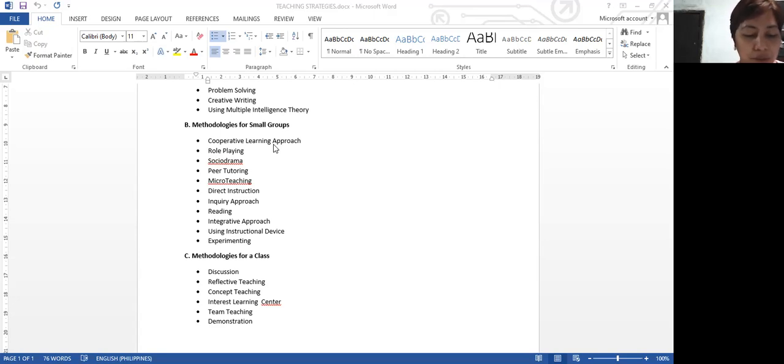A smooth interpersonal interaction, of course, because from the word itself, cooperative, meaning everyone should do their task. Everyone should be helping in order to achieve the desired outcome. Okay, so this approach makes use of group dynamics and group investigations in learning and solving problems together.